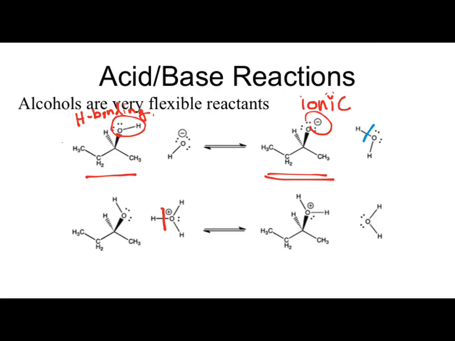What bond was formed? A hydrogen-oxygen bond over in our product. Okay. What did our alcohol act as? What did it do during this reaction? It accepted a proton. A proton acceptor is referred to as a Bronsted-Lowry base.